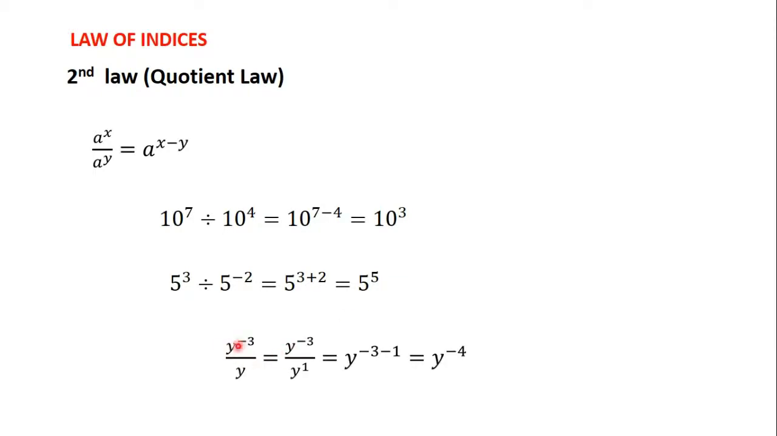If you have y exponent minus 3 divided by y, we know that any number that you see that doesn't have an exponent means the exponent there is 1. So there's no exponent on y here. It means it's raised to the power 1. So this is the same as y exponent minus 3 divided by y exponent 1. We subtract the exponent of the denominator from the exponent of the numerator, and this will give us y exponent minus 3 minus 1, which is y exponent minus 4.